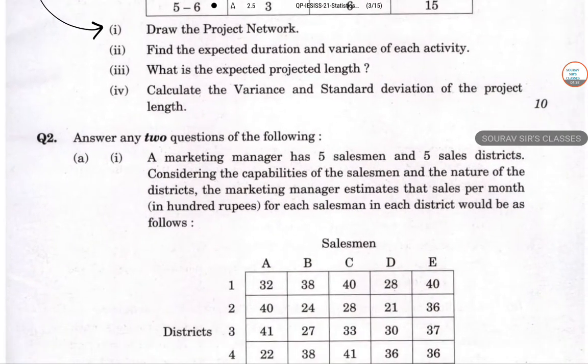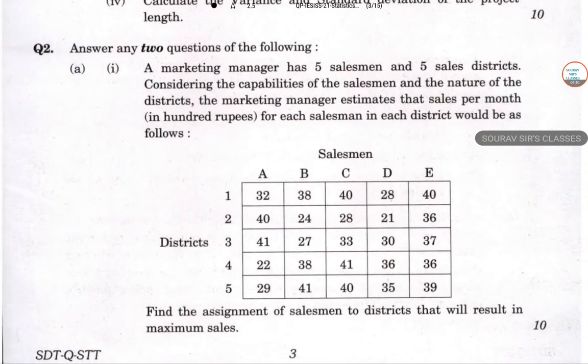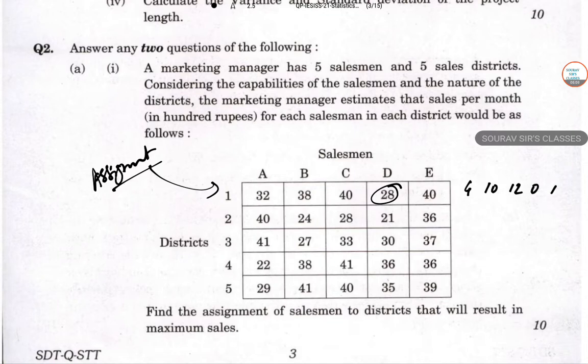In the next part, answer any 2 questions. The first one is an assignment problem. In the assignment you take the minimum from every row and subtract that minimum from every row's values. Here 28 is the minimum, so the first row will be like 4, 10, 12, 0 and 12. In that way 21 will be here, so 0, 19, 3, 7 and 9, sorry, 21, so 15.